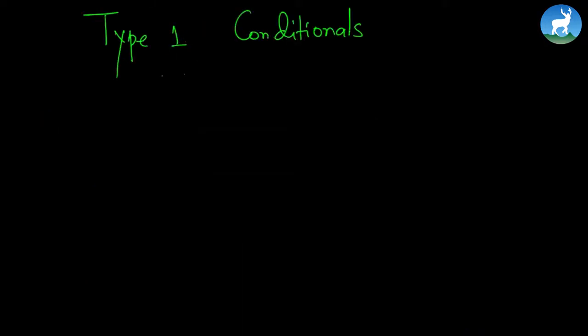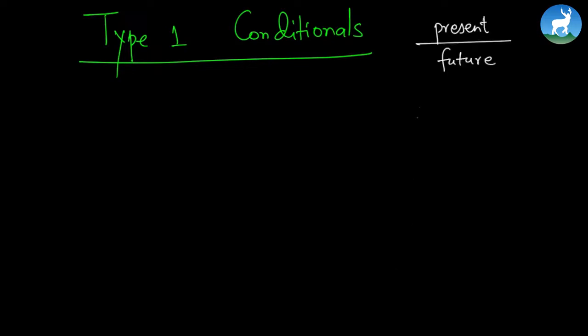Type 1 conditionals. Now we come to another type which is called type 1 conditional. The type 1 conditional is used to refer to the present or future, and the situation is real. What kind of situation? We have a real situation. So if you remember type 0, the zero conditional, the time is now or always, and the situation is real and possible. But in type 1 conditionals, the time frame is present or sometimes future, and the situation is real. So type 1 conditional refers to a possible condition and its probable result.